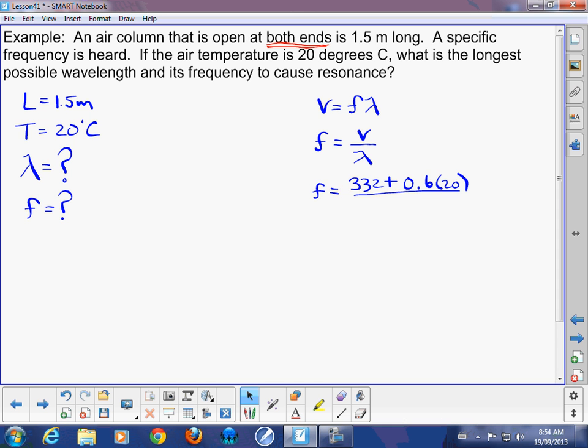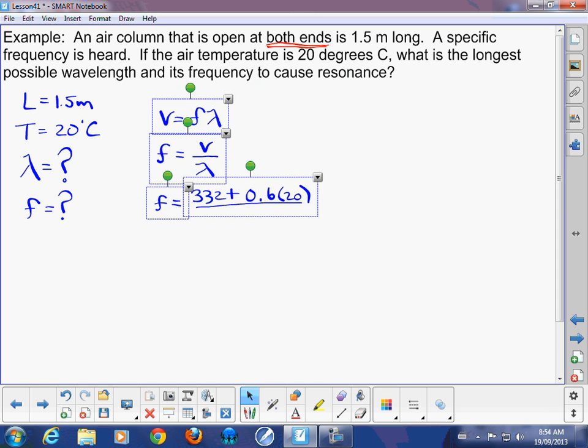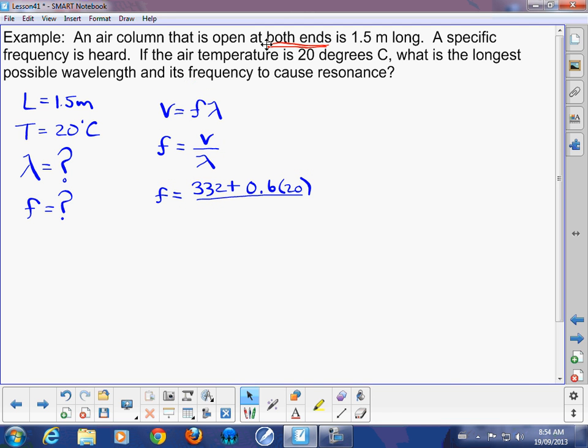When you're working through questions like this, it doesn't matter where you would have written it. If you have to find lambda, you have to find lambda. So I'm just going to mark this as my attempt at frequency. Now I've got to find lambda. What am I dealing with here? Well, I know my L, so that's the only thing I do know. The formula for an open-ended air column is length equals n over 2 multiplied by lambda.